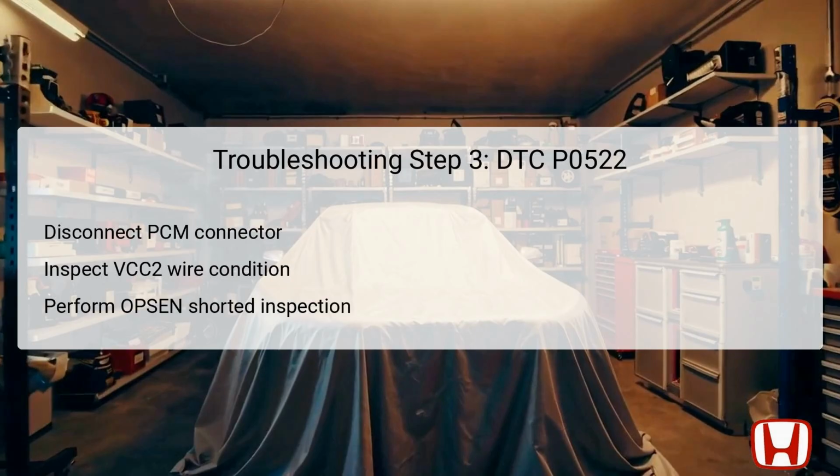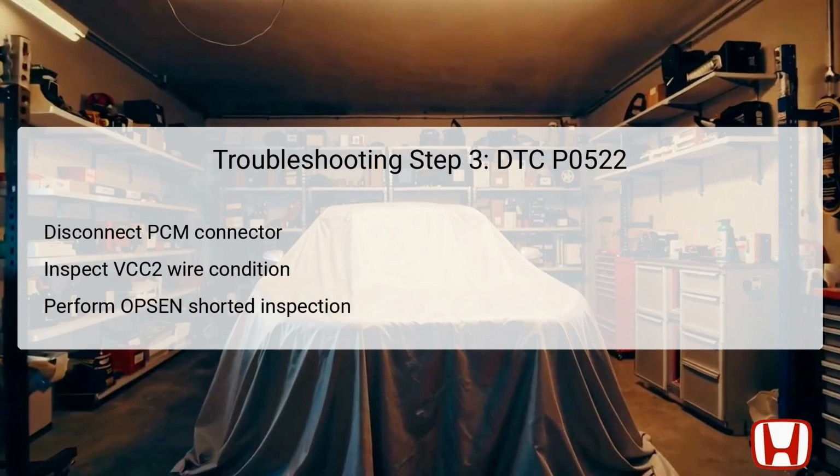In this step, the technician should disconnect the PCM connector E, specifically the 80P pin. After disconnecting the PCM, an inspection should be performed on the VCC2 wire and the OPSIN wire. The normal impedance for the VCC2 open wire inspection should be less than 1 ohm. This indicates a good continuous connection in the wiring harness. If the resistance is greater than this, it points to an open circuit condition that requires further investigation.